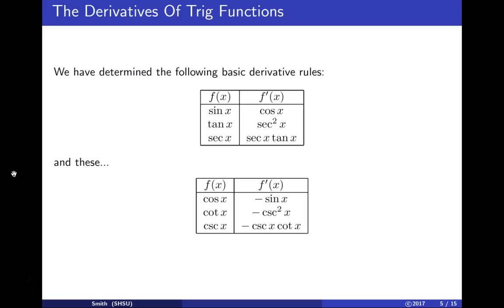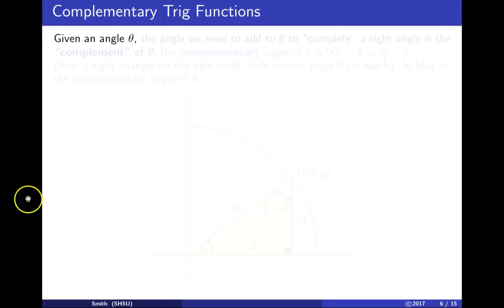There's a pattern here. If you know the first three, I remember the first three, then the bottom three can be derived from the first ones, because instead of differentiating the original trig function up here on top in this pattern, we're taking the derivatives of the complementary function. These are cosine, cotangent, cosecant, and we're getting negatives of the complementary functions. Let me take a moment to explain that.